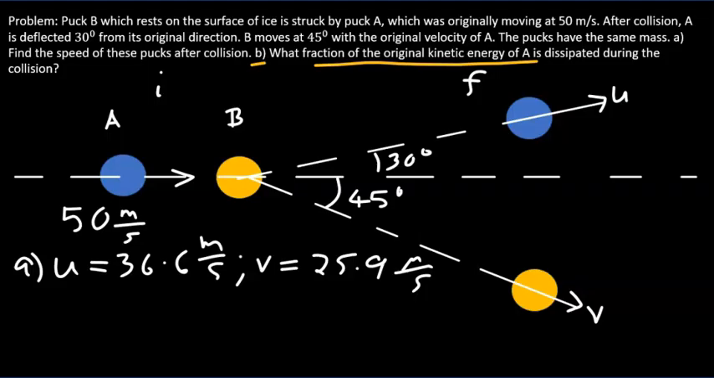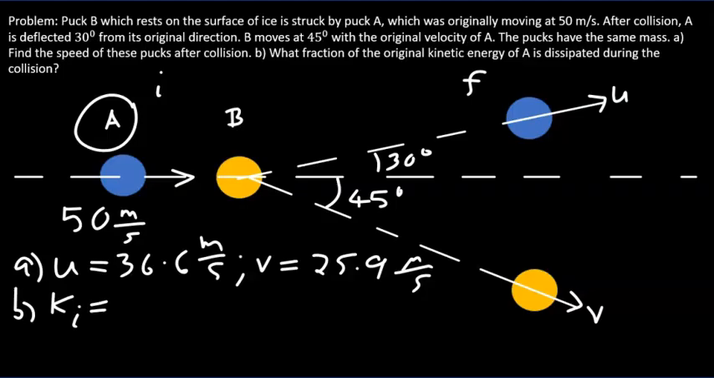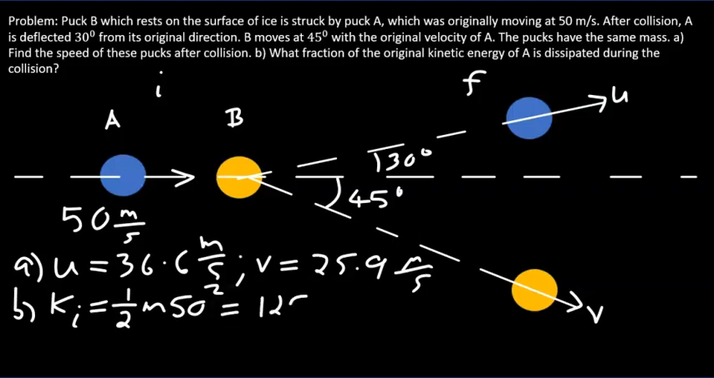Now let's do part B. What fraction of the original kinetic energy of A is dissipated during the collision? To do that, let's write down the initial kinetic energy of the system. And that is given by the initial kinetic energy of A only, because B was stationary. So that is half times the mass of A times the square of the speed of A, which will be 1,250 m joules.